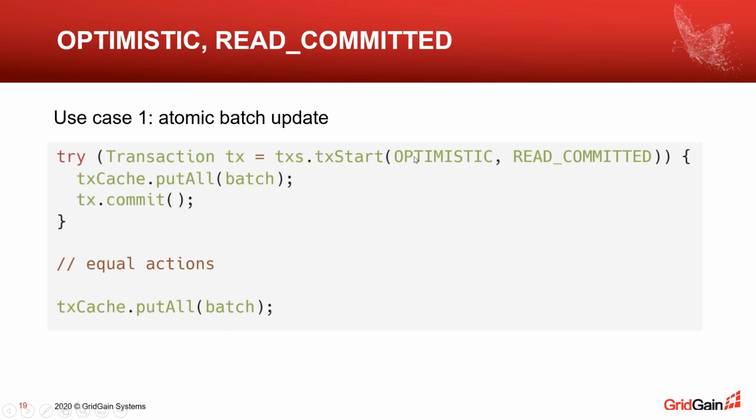It will start an implicit optimistic read committed transaction, but this one is more flexible. You can perform more complex operations like put some entries and remove some entries, and then when you decide something, put some more entries, and in total all entries affected by your whole transaction will be committed atomically like a single batch.